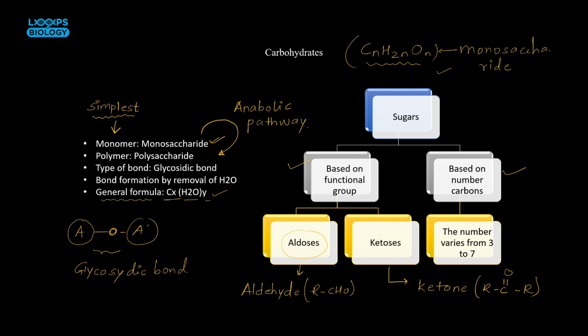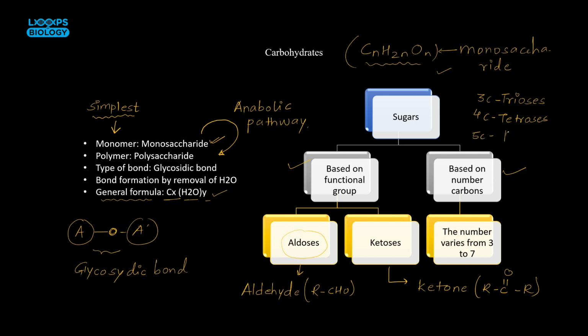Now based on carbons, the division of monosaccharide is completely based on carbon number 3 chain till carbon number 7. If I am talking about 3 carbon, there will be trioses. 3 carbon is triose. 4 carbon is called tetrose.